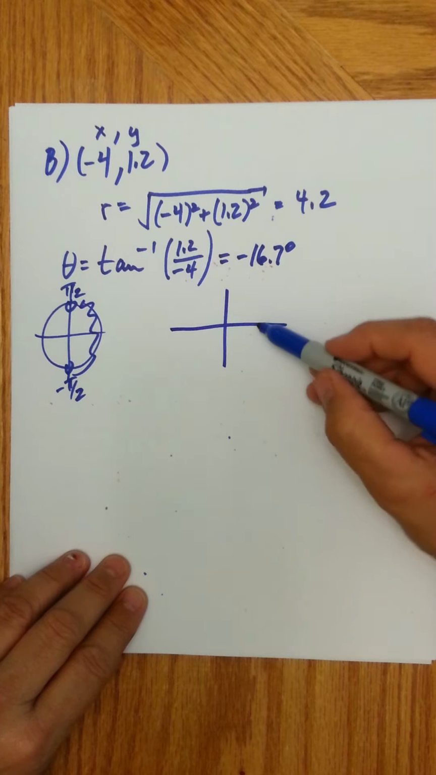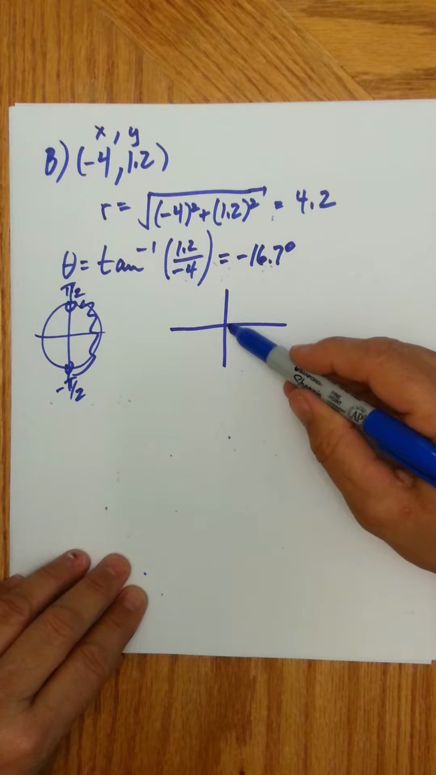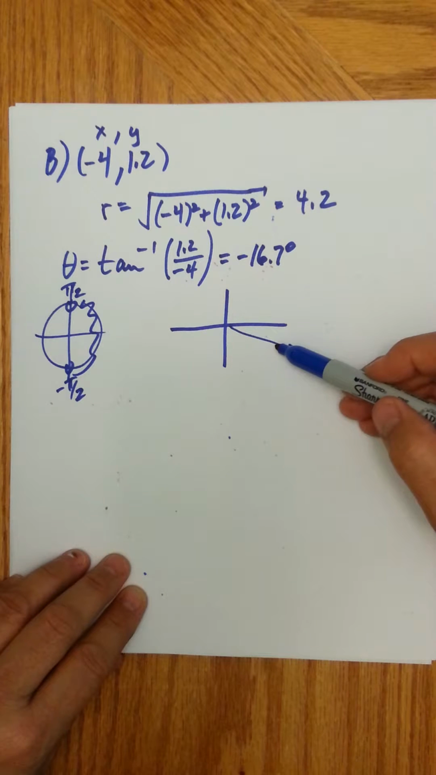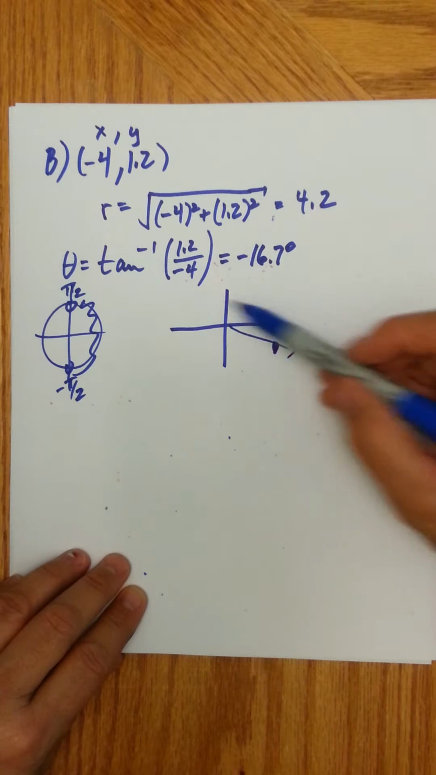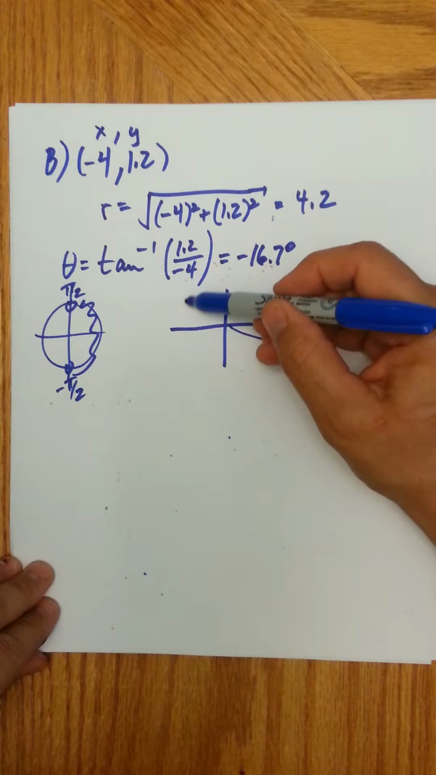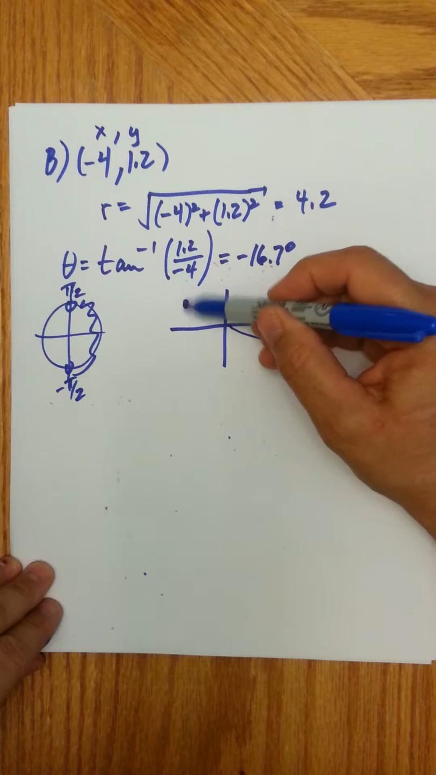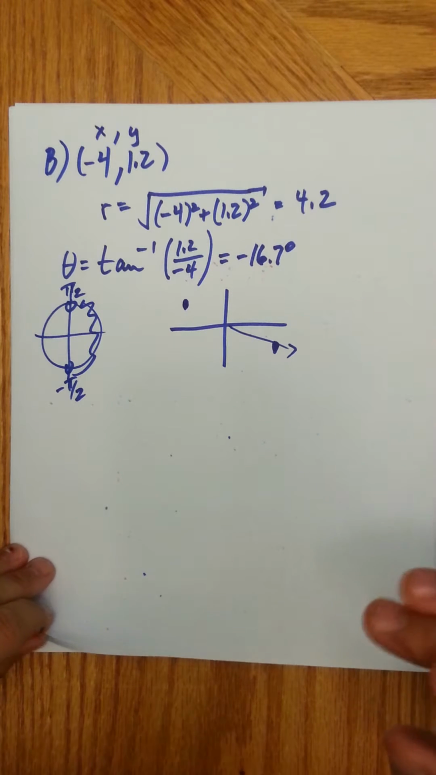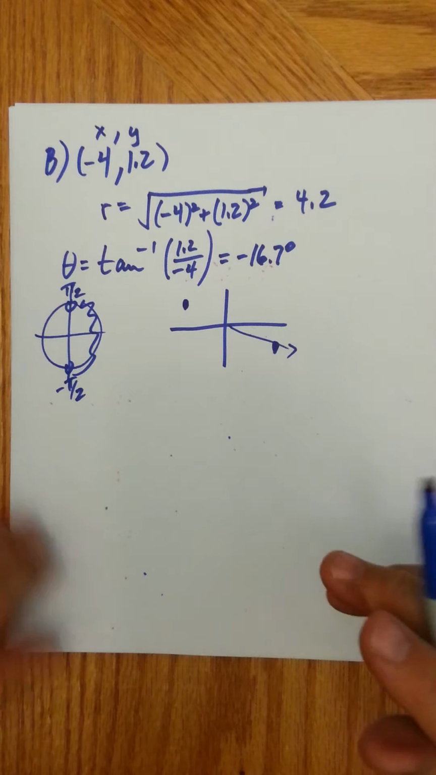And let's see if that makes sense. What we're being told is we're going to rotate negative 16.7 degrees, and then we're going to go out 4.2. Let's see here, we would be at negative 4, 1.2. So you're like, wait a second, I know I'm supposed to be over here. That can't really be the angle I should be using. So now what do you do? You compensate. This is where you compensate.